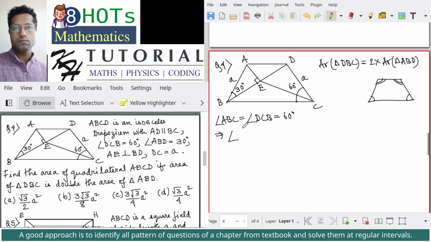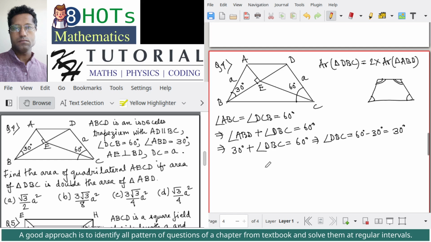So what is ABC? Angle ABD plus angle DBC is equal to 60 degrees. Angle ABD is given to be 30 degrees. 30 degrees plus angle DBC is equal to 60 degrees. So angle DBC is equal to 60 degrees minus 30 degrees, which is 30 degrees. So angle DBC is also 30 degrees.